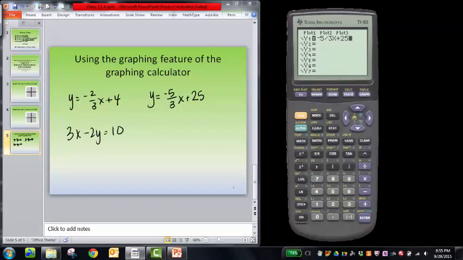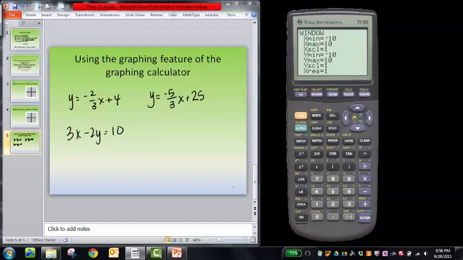So I'm going to press the graph button, and I notice that I only see this small piece of graph in the corner, and that's because our graph doesn't fit in what we call the window. This is our window. So in order to see the graph, we're going to have to adjust the window. And to do that, we're going to press the window button, which is right here.